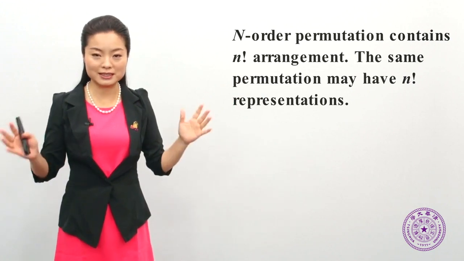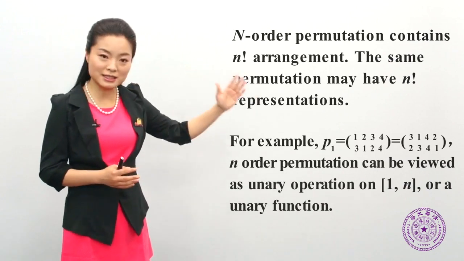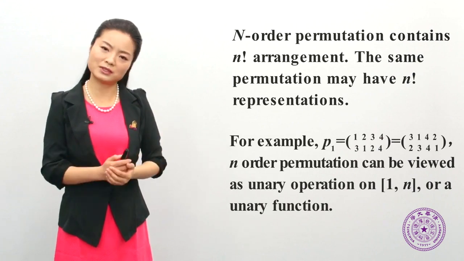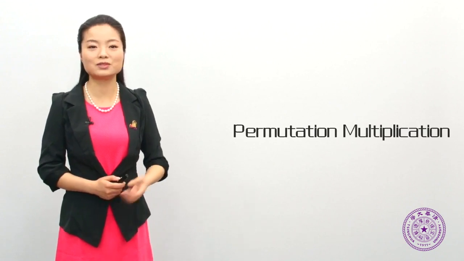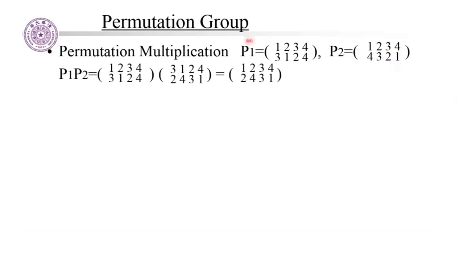Therefore, all the permutations of a set can be assumed to form a group G. And corresponding to all of the permutations of the set, what should the operation be? We have defined permutation multiplication. We already have two permutations, P1: 1 turns to 3, 2 to 1, 3 to 2, 4 to 4, and another, P2: 1 turns to 4, 2 to 3, 3 to 2, 4 to 1. Now, let's take a look at how to operate the permutation multiplication.